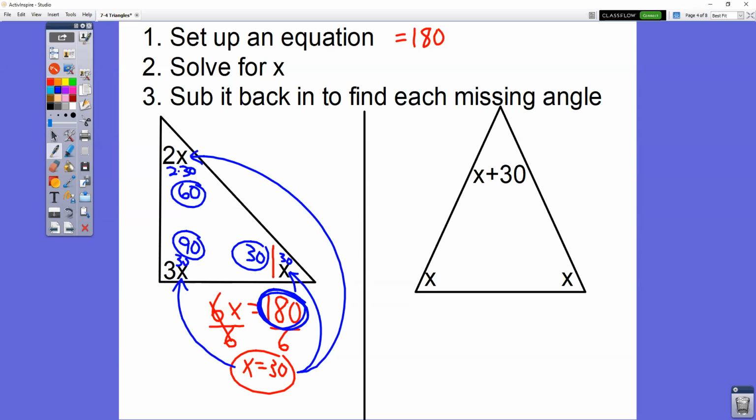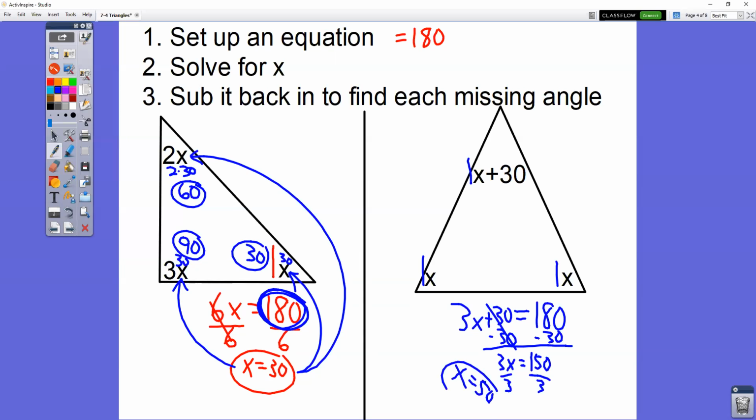In the second example, there's really a 1 in front of each x. I know that my equation is going to equal 180 because the three angles of any triangle equal 180. 1x plus 1x plus 1x is 3x. Then we have a plus 30. There's nothing after the other angles, so all we have is a plus 30. I'm just going to bring that down. This is a two-step equation. Get rid of the plus 30 first by doing minus 30 and minus 30. So 3x equals 150. Divide by 3, divide by 3, and you get x equals 50.